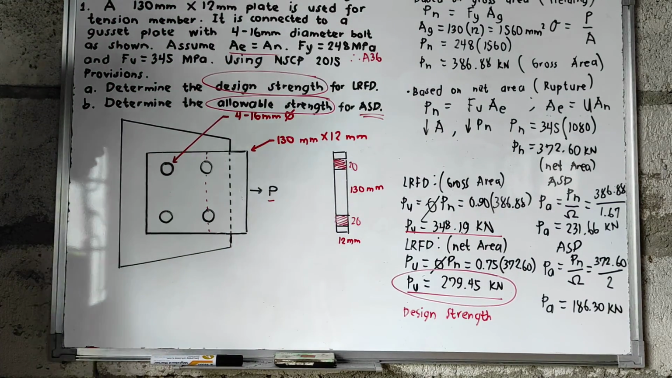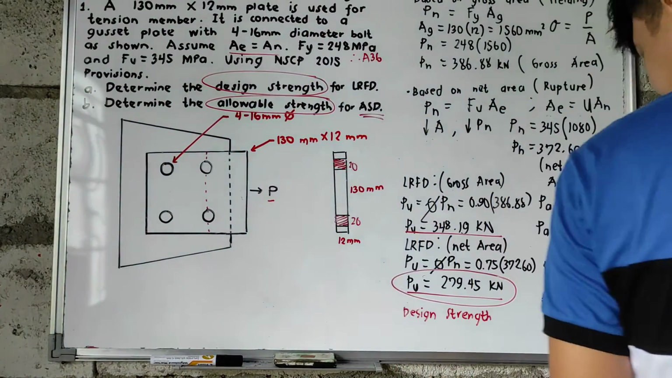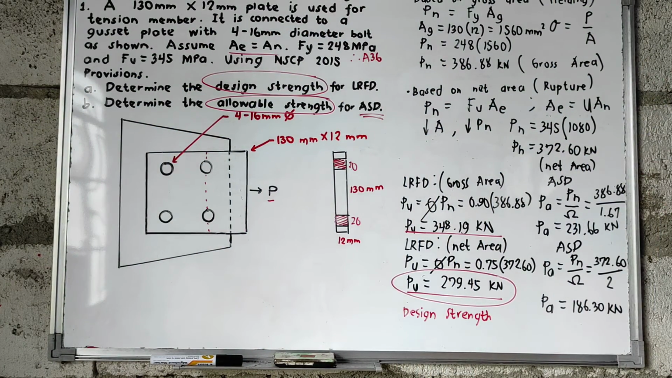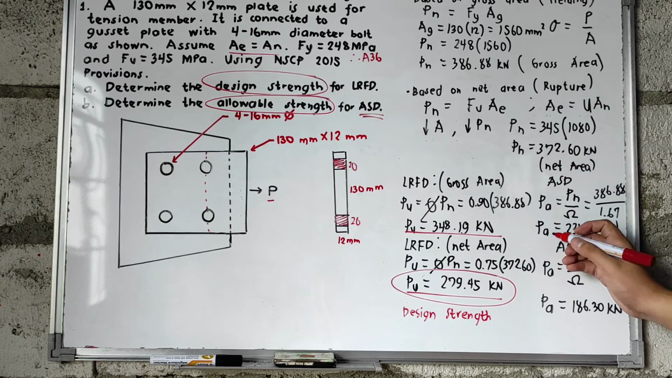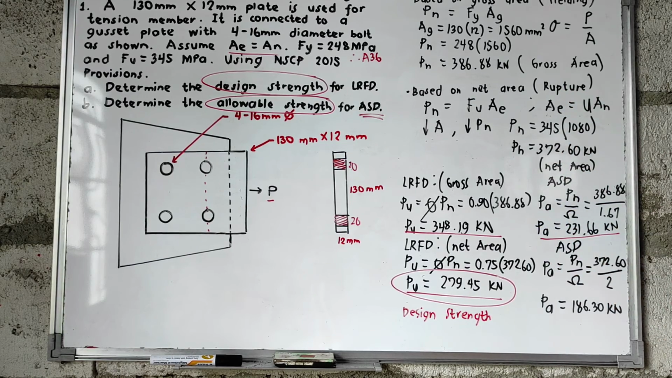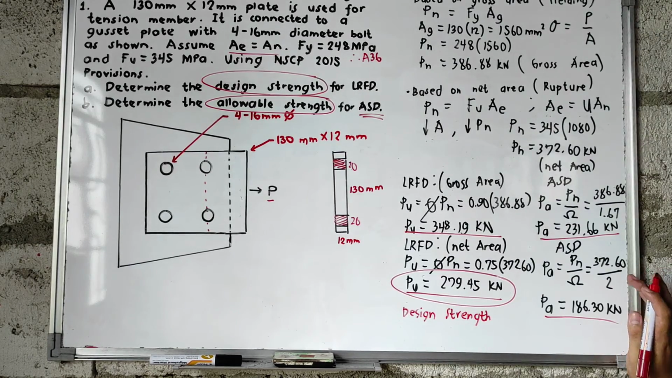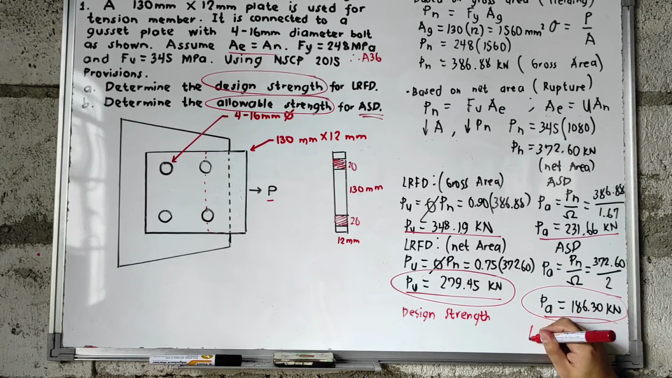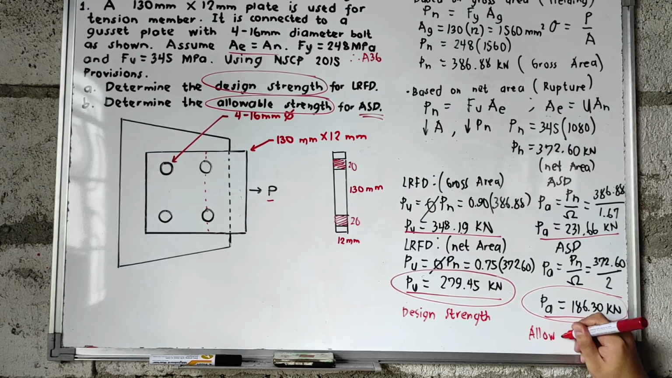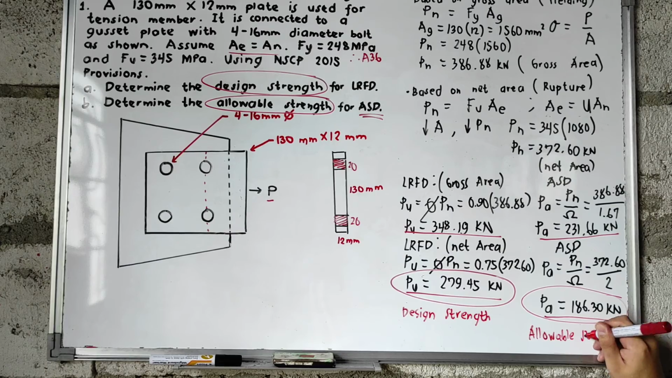So, same principle lang tayo dito using ASD. So, we have etong sa allowable strength natin na nakuha considering gross, that is 231.66. Considering net naman, that is 186.3 kN. So, for this one, ito yung consider natin, yung lesser value. So, this will now become your allowable strength.